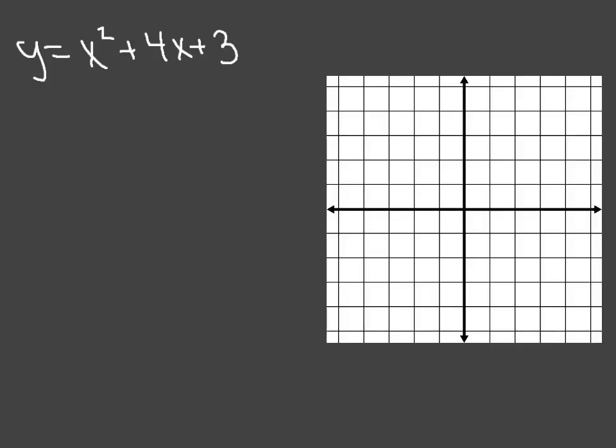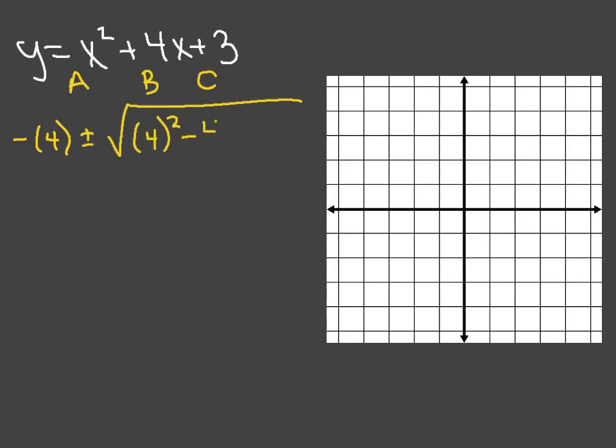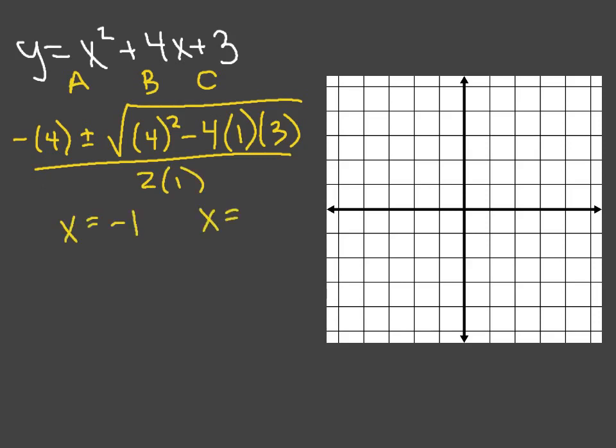We're going to graph y equals x squared plus 4x plus 3. Our first step is to find the x-intercepts, or the zeros. And again, to do this, we use the quadratic formula. So we need negative b plus or minus the square root of b squared minus 4ac, all over 2a. And if we were to complete these calculations, we would find that x equals negative 1 and x equals negative 3.